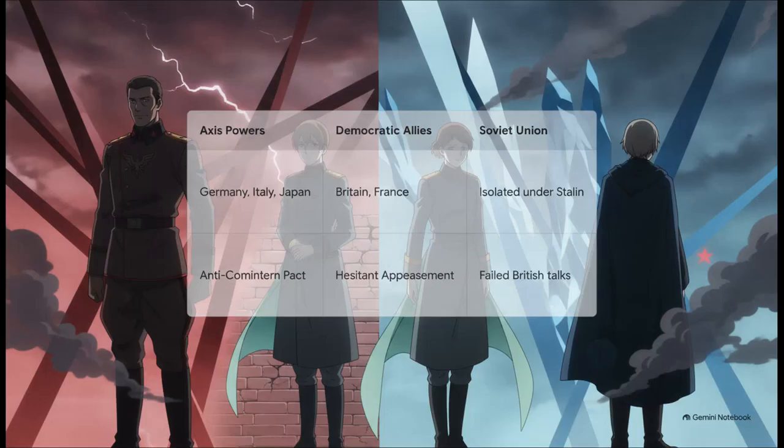As the 1930s drew to a close, the final geopolitical board was totally set. The totalitarian powers of Germany, Italy, and Japan united into a formal axis. Meanwhile, the democratic allies, Britain and France, were left hesitant and playing defense. Crucially, Britain failed to secure a strong alliance with the Soviet Union. Why? Well, largely because they secretly hoped the Nazis and the Soviets might just fight and destroy each other. This hesitation was a monumental miscalculation that would prove incredibly costly.